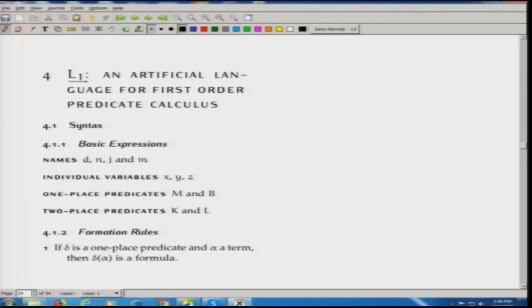Today, I hope we can talk about a few rules of the first part, that is L1, which is an artificial language. We cannot perhaps go to the natural language counterpart of it, but we need to do the artificial language today. As usual, we have the syntactic rules first.